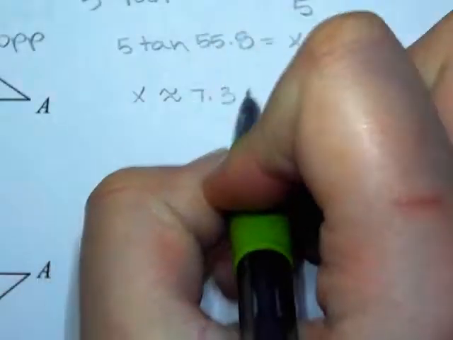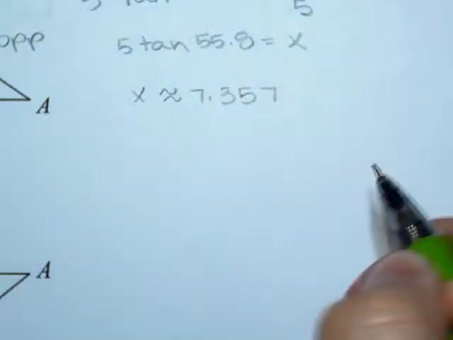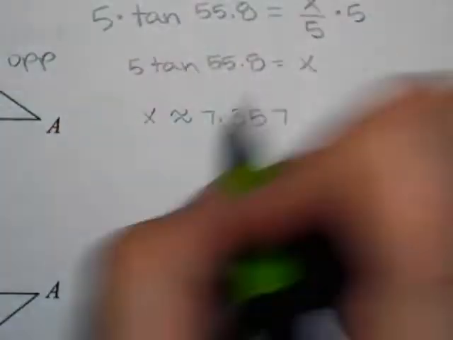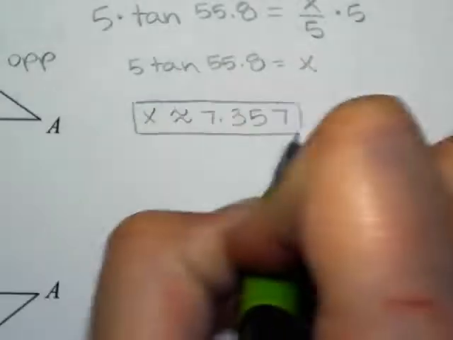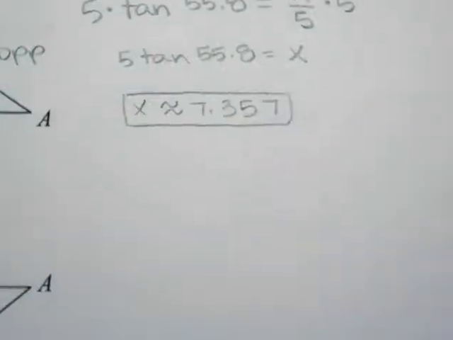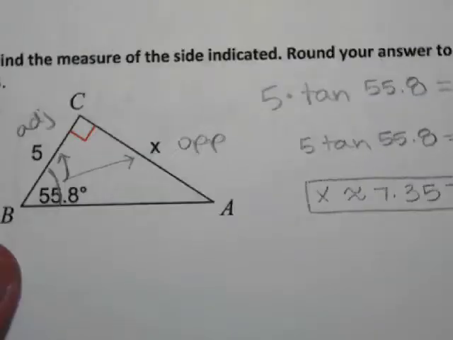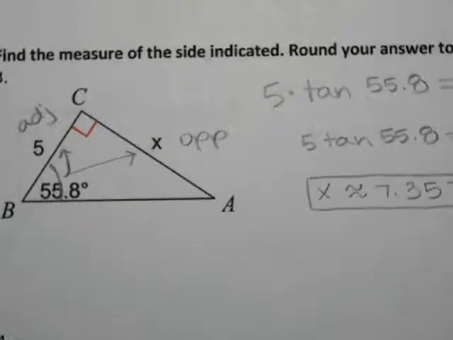Miss Rice, do I have to put the squiggly equal sign? No, you do not. You can put a regular equal sign if you want. You're good to go. You have to do tan because those are the two sides they gave you, opposite and adjacent. We couldn't do the other ones because we didn't have information for those. So we do whichever trig function we have information for.